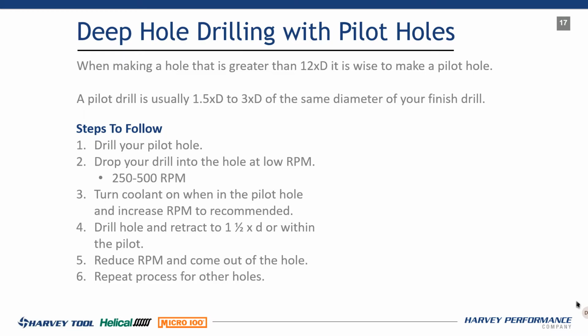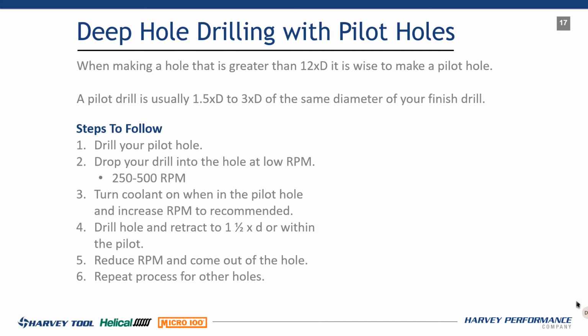You're going to drill that 1.5 times D. You're going to drop your drill into that hole. So if you're greater than 12 times D with your drill, drop your drill into that hole at a low RPM. Make sure the spindle is spinning. 250 to 500 RPM is good. The good thing about running 250 and 500 RPM with a deep hole drill is, I'm telling you right now, if you're over 12 times D, you can literally look at the drill and see if you're running out.